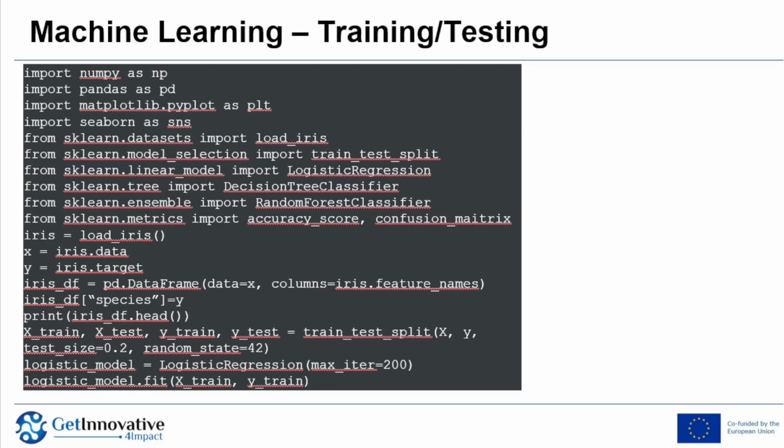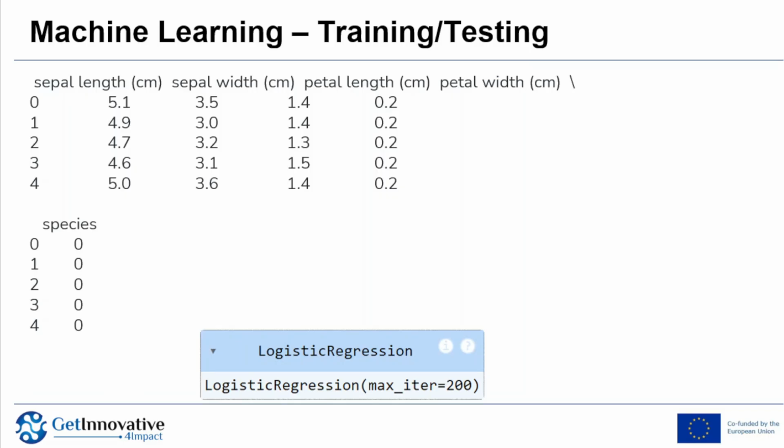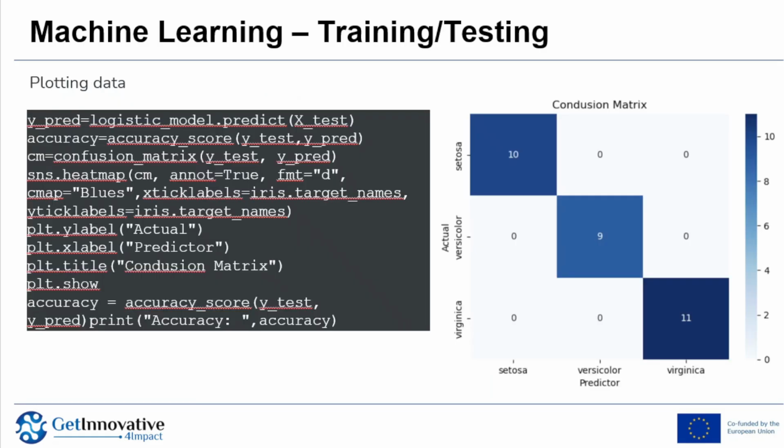This is the data set for training and testing. We are using the most popular flower data set, which is implemented with logistic regression. First, we move towards plotting the data.